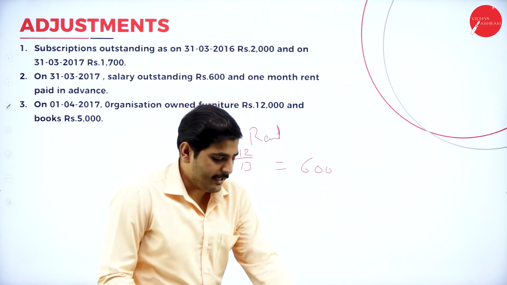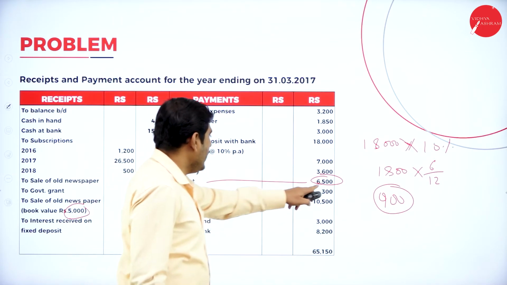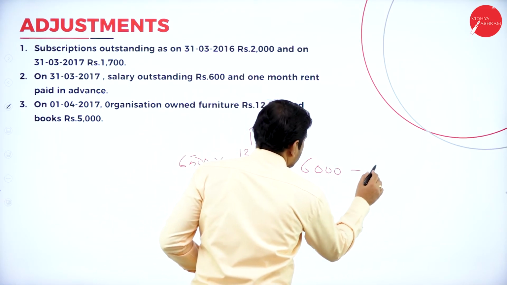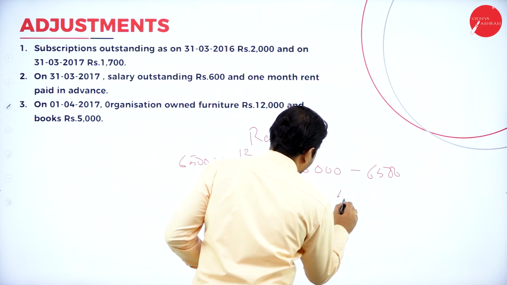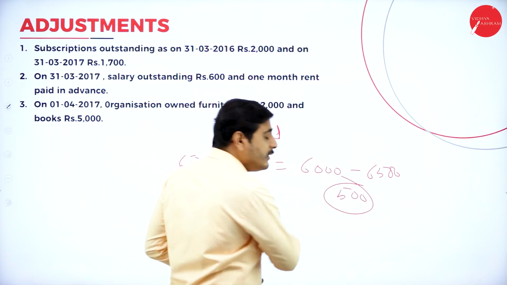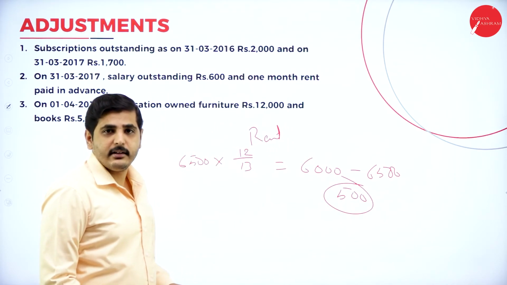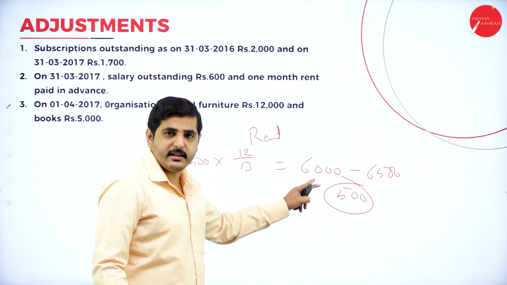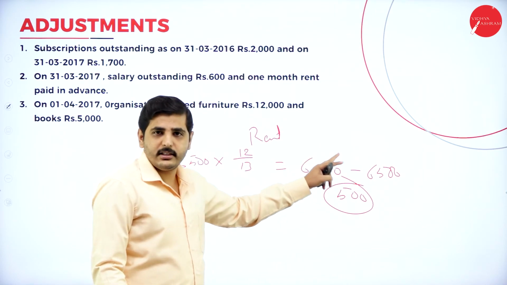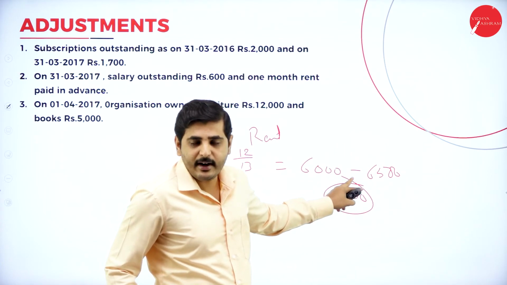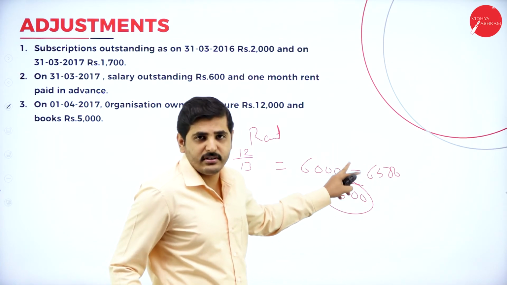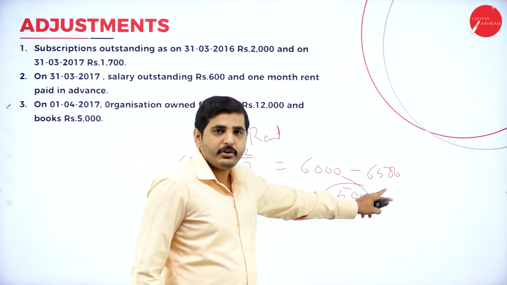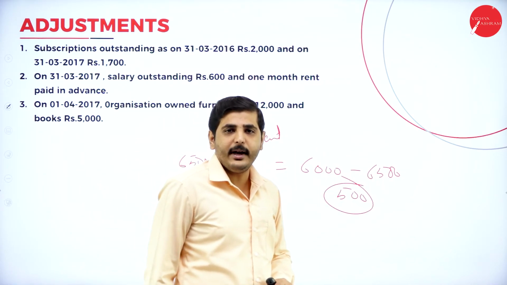But how much have we paid here? We have paid 6,500. So 500 rupees we have paid extra. This is prepaid rent. So we should deduct in the income and expenditure account, expenditure side, rent 6,500 minus prepaid rent 500. We should only show 6,000. Again, in the balance sheet, asset side, we have to show advance or prepaid rent.